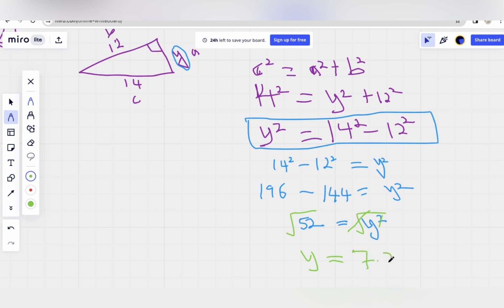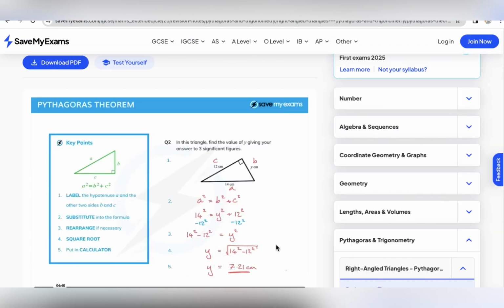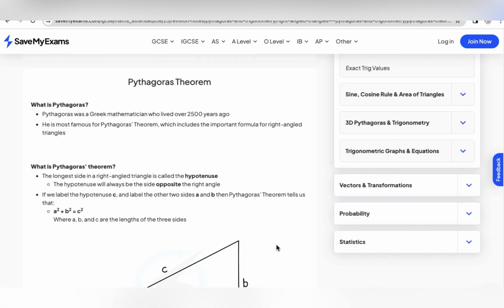7.21 centimeter. So that's the value of y. That's the value of y, 7.21 centimeters. Okay, so the point is that questions like this can come to you. Questions like this can come to you. Okay, this is how we use Pythagoras theory.